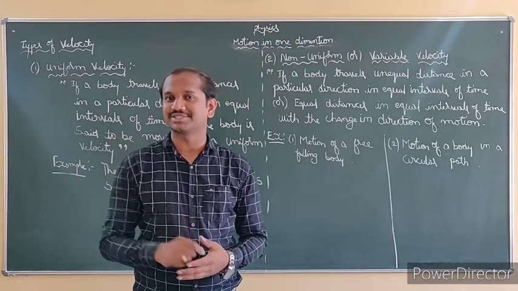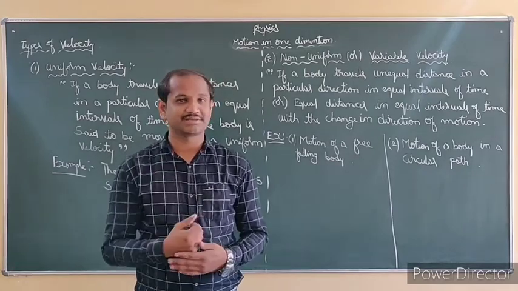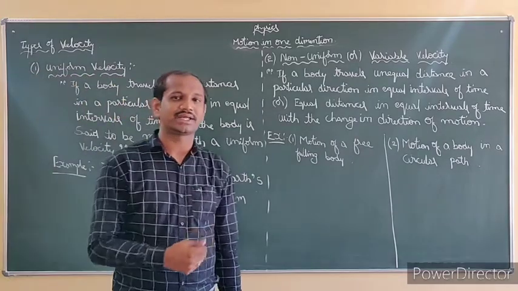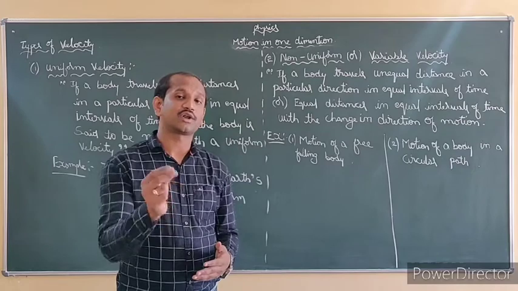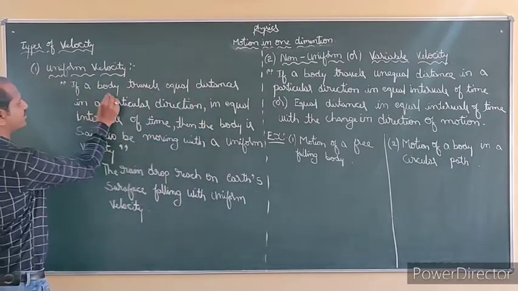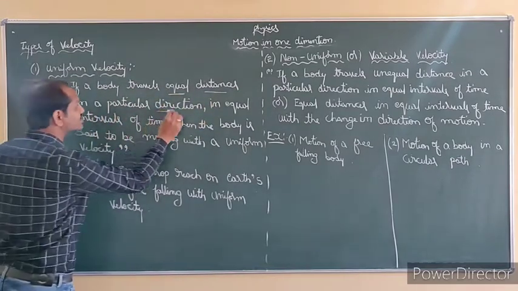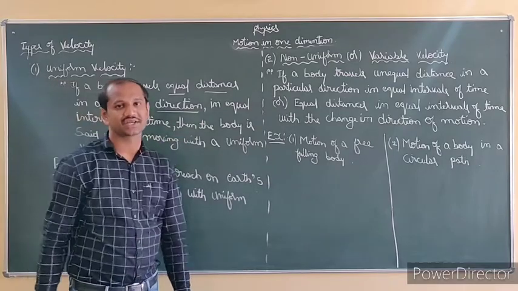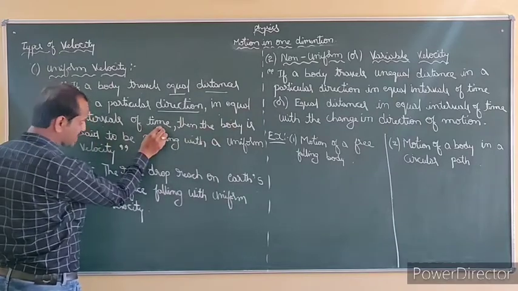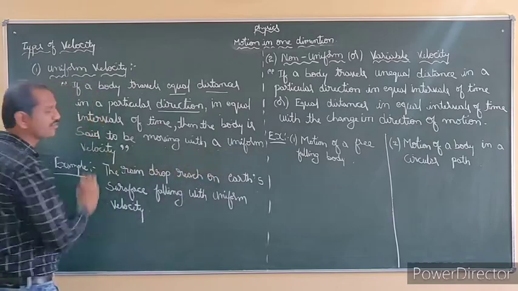There we didn't mention direction. Why? Since speed is a scalar quantity. I have repeated this a hundred times. But what about velocity? Velocity is a vector quantity. Along with magnitude, we need even direction. That is what here: if a body travels equal distances in a particular direction, we are mentioning the direction here since it is a vector quantity, in equal intervals of time, then the body is said to be moving with a uniform velocity.